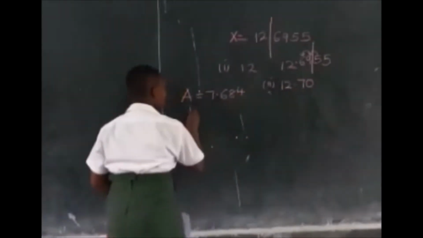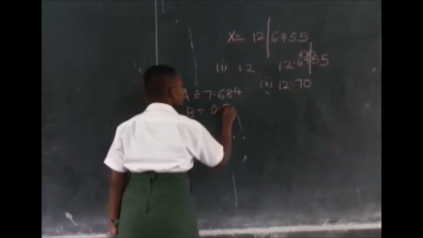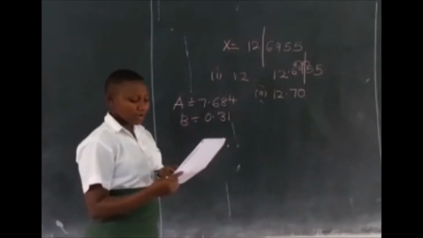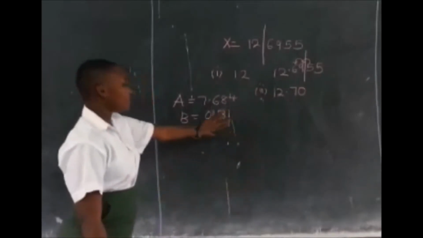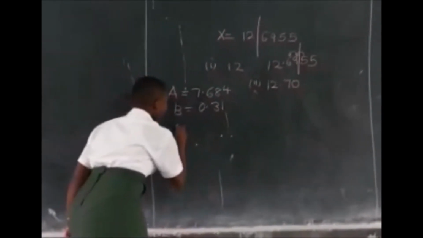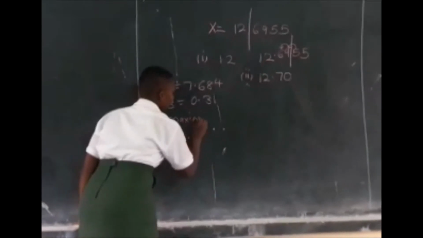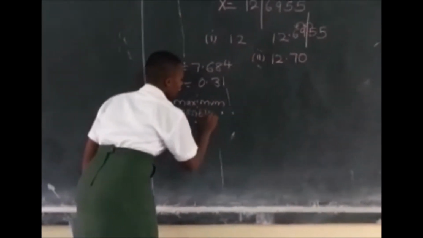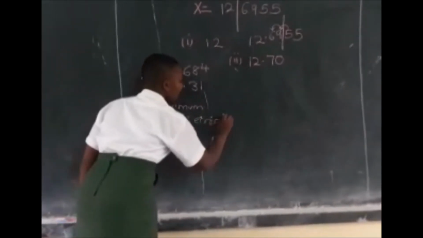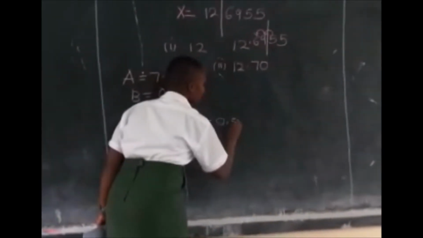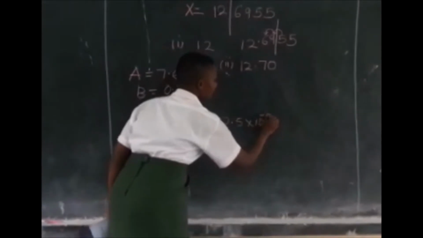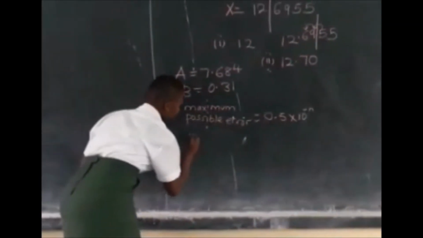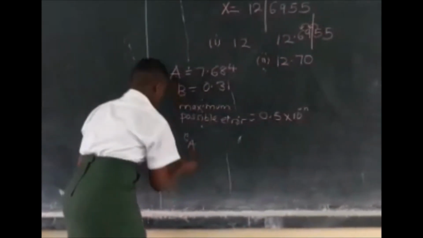Then part B, number 15, part B says, given that A is equal to 7.684 and B is equal to 0.31. They are telling us to write down the maximum possible errors in A and B. To find the formula for maximum possible error, the formula for maximum possible error is 0.5 times 10 to the power negative n, where n is the number of decimal places.